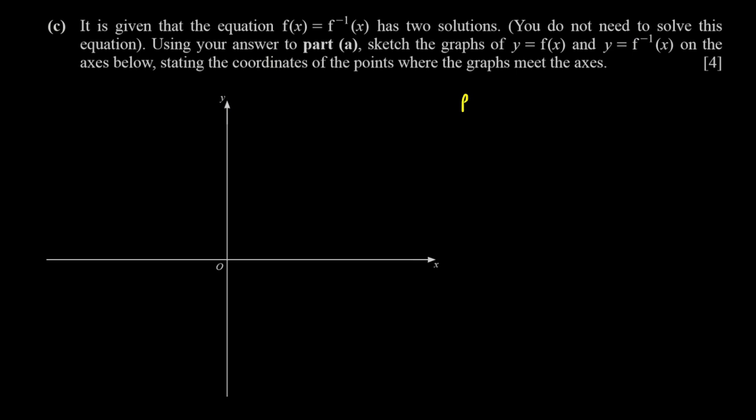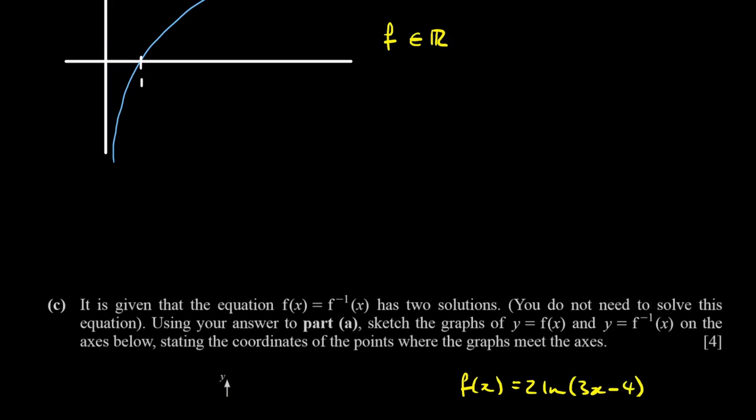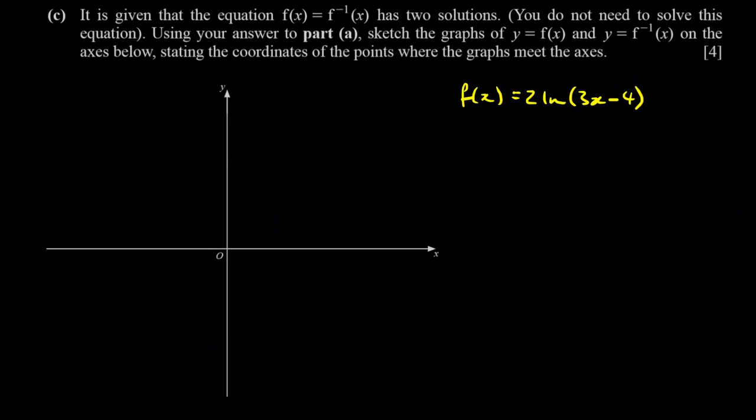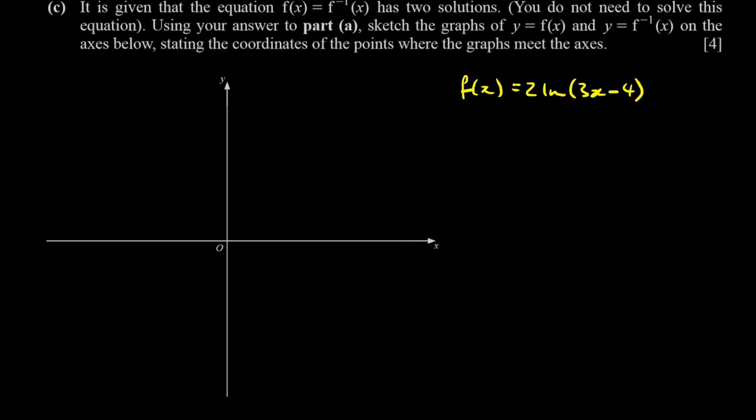So the function was f of x is equal to 2 ln(3x minus 4). Let me just double check that. Yeah, 3x minus 4. And what we said is that this graph must always be greater than 4/3. So if I draw 4/3 on here, so let's say 1/3, 2/3, 3/3, 4/3, then our graph must always be greater than 4/3. So I'm going to draw that asymptote on like that.